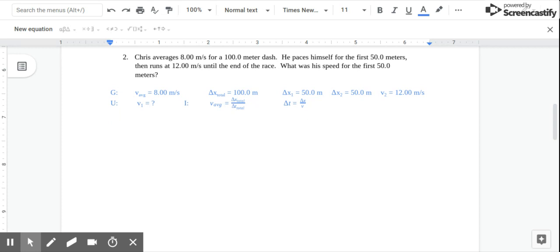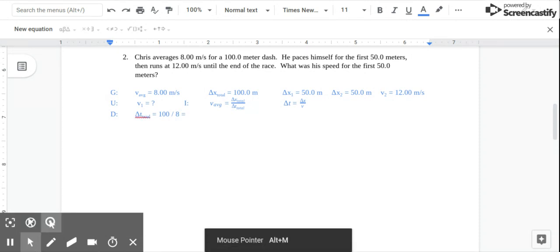So here's what we can do. I'm going to do the math. I'm going to find change in T total because I have V average and I have X total. Change in T total is going to be equal to, and I already know that change in T equals change in X over V, so this is going to be 100 divided by 8.